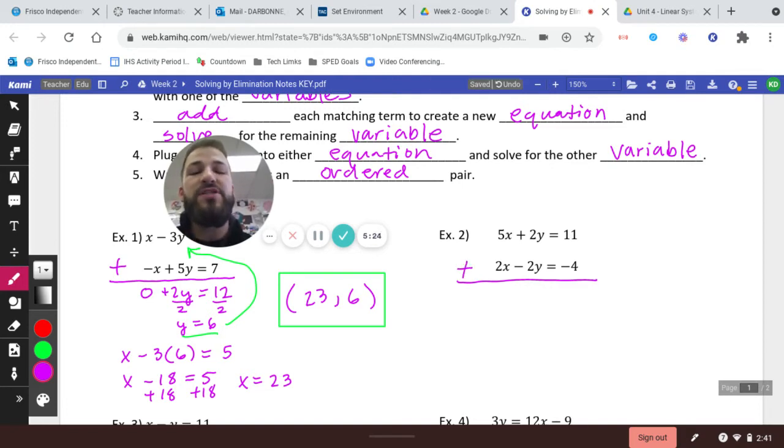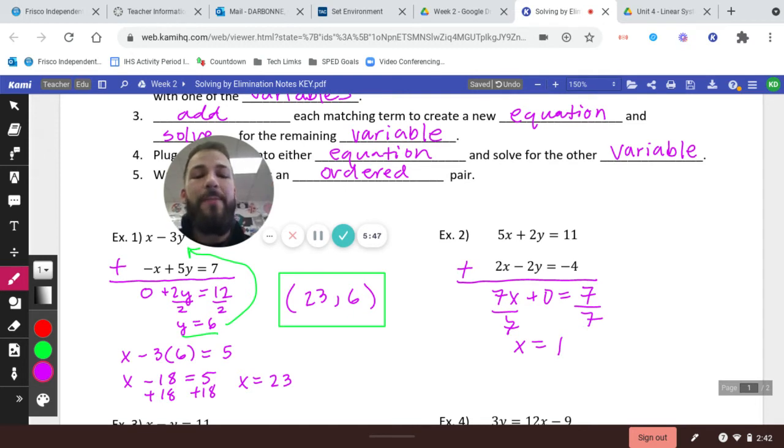So 5x plus 2x is equal to 7x. 2y minus 2y is equal to 0. 11 plus negative 4 is equal to 7. So we got the y's to cancel out, so we're all good there. So then from here, I want to solve for x. Divide by 7. Divide by 7. We get x is equal to 1.